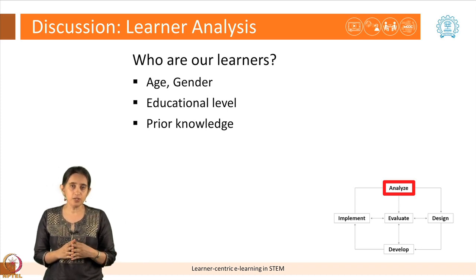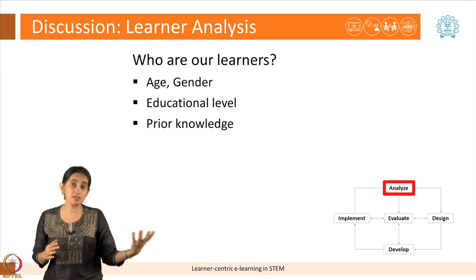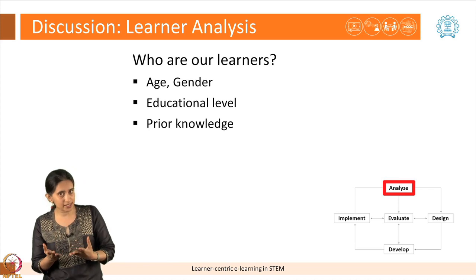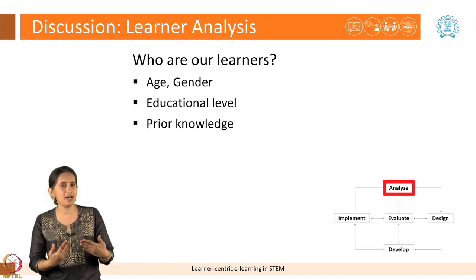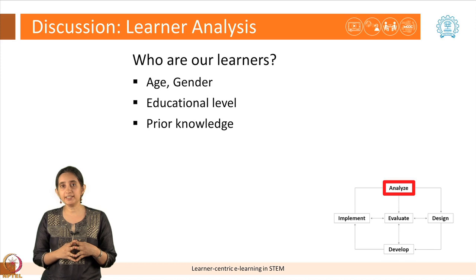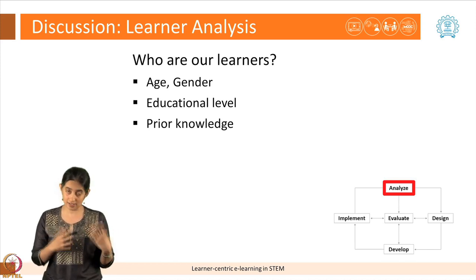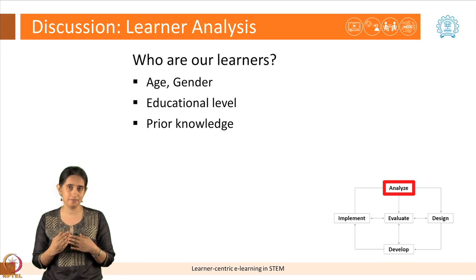So for some of you, you may have the same answer for all of your learners. For example, if you're a teacher trying to create e-learning for 7th grade students, you know that all your learners have finished 6th grade and come. On the other hand, if you're a trainer in the L&D division in some industry, then your learners may come with varying educational levels.